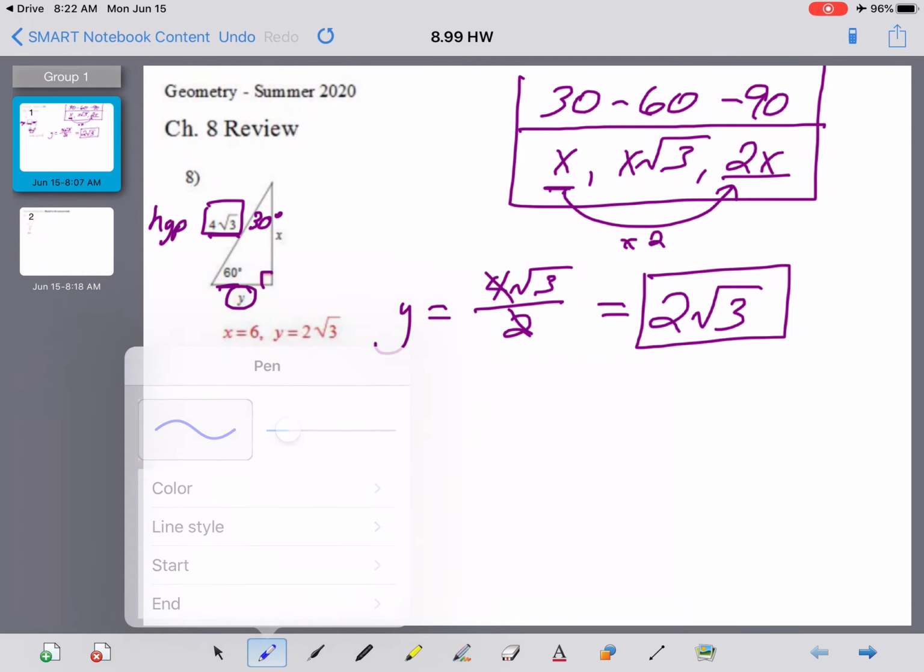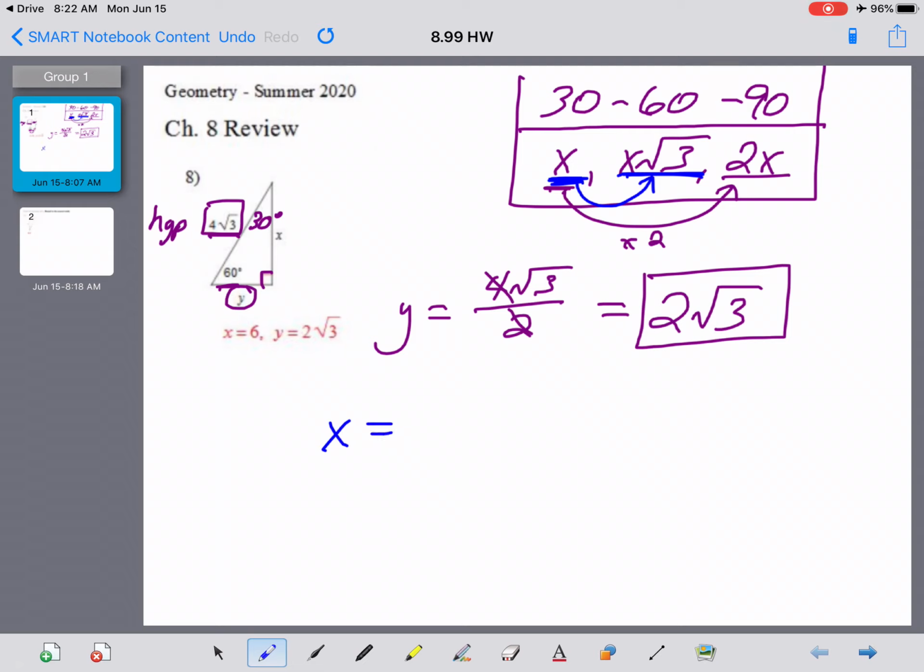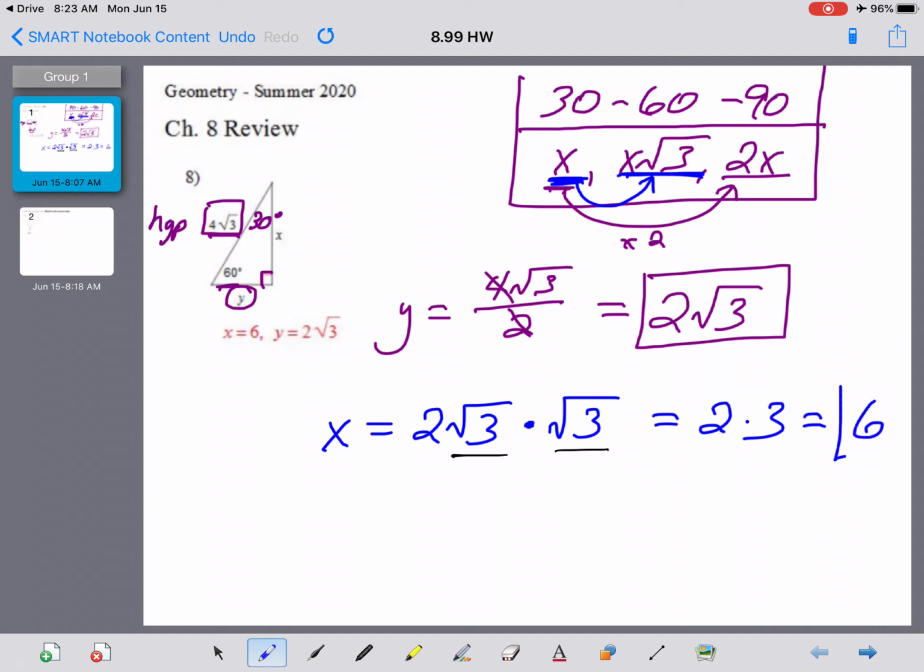Now let me switch colors on you here, and to go from short leg right over here to the long leg, all we need to do is take whatever our short leg is and multiply it by the square root of 3. So to get x, we start with y, which is our short leg, 2 times the square root of 3, and we always multiply whatever that number is by the square root of 3. And in this case, there's some simplification that can be done right here. Root 3 times root 3 just equals 3. So this becomes 2 times 3, and we end up then with x equals 6 for that answer there.